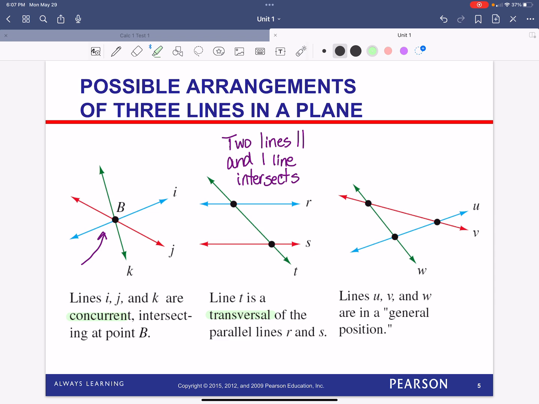Now when all 3 lines intersect at different points, this is called the general position of three different lines. We have 3 points of intersection and they form a triangle. But we can also look at how some of those angles, as we talk about an angle, are congruent, and how we can figure out the measurement of each one of those angles.